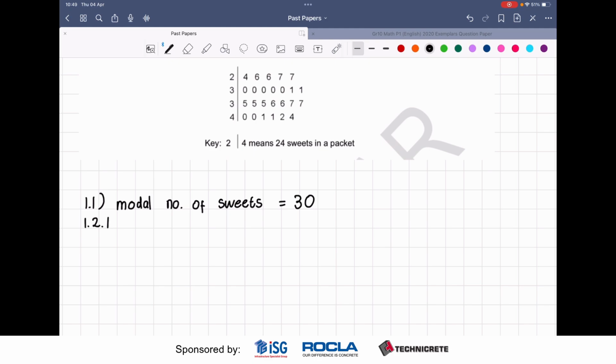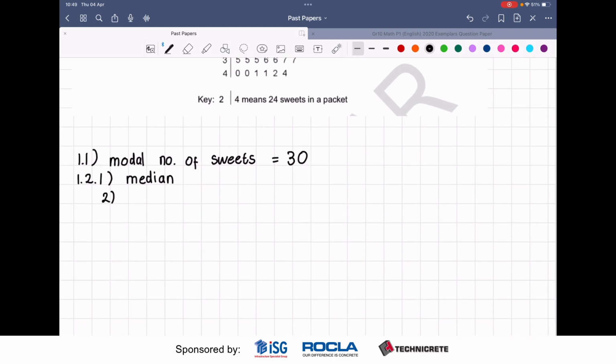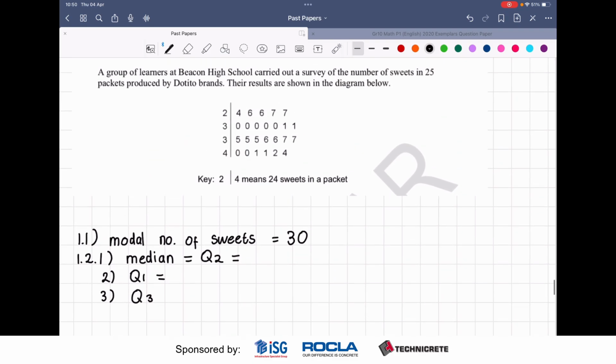So the first part asks us to determine the median, and the second part is the lower quartile, which is Q1, and the upper quartile is Q3, and the median is Q2. Okay, when we're finding these Q1, Q2, and Q3, it's important to remember that the numbers have to be in ascending order. So in the stem and leaf plot, it's already given in ascending order, so we can just go ahead and find these out.